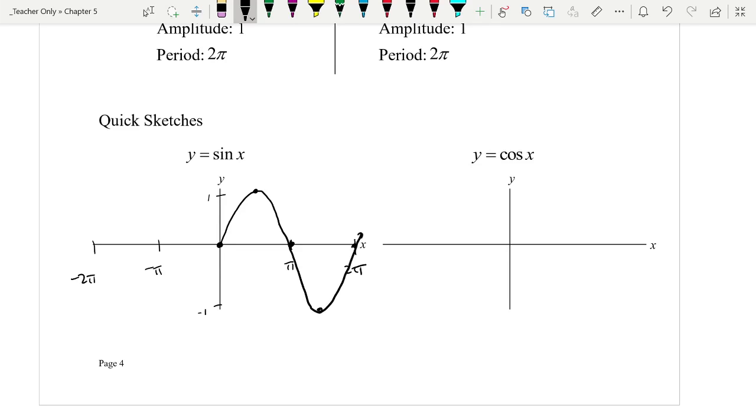Right? And then the same thing here. It'll get to its maximum or its minimum halfway between, at pi by 2. And I don't like that line. I'm going to draw it again. And it'll make its peak at negative 3 pi by 2.